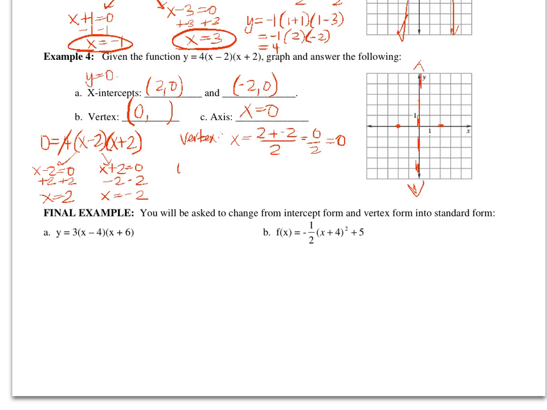To find the point, I plug it in. Here's where the 4 comes in handy. So I have 0 plus 2, and I have 0 minus 2, which equals 4 times 2 times negative 2, which is negative 16. Now, as you look at our graph, the problem is negative 16 is not on our graph.